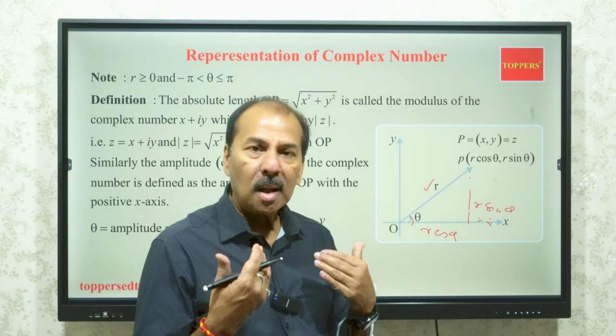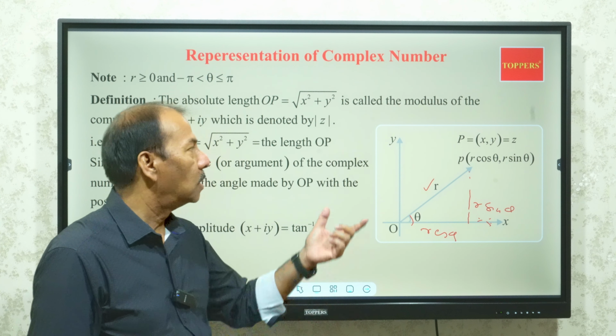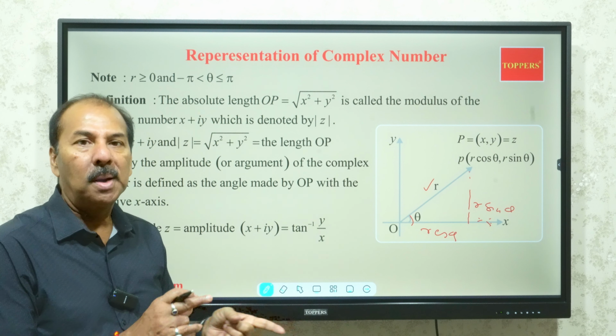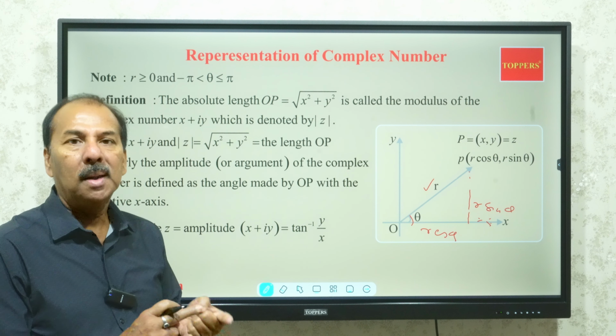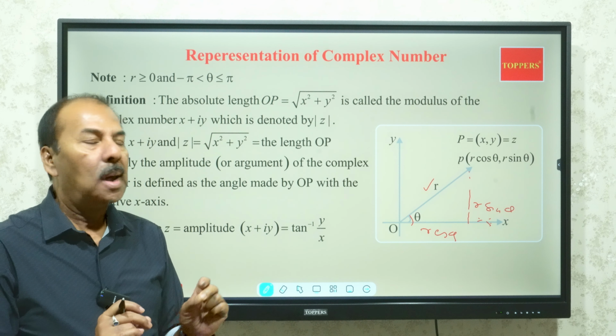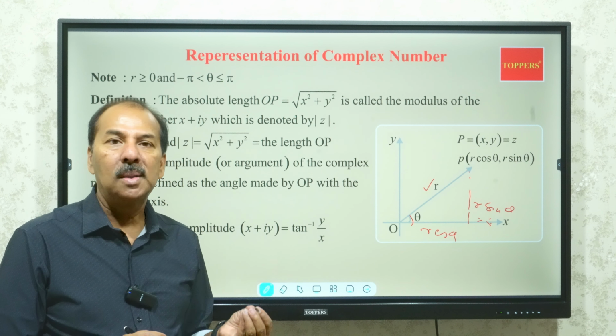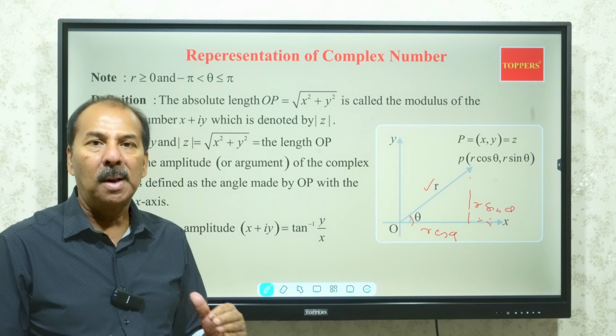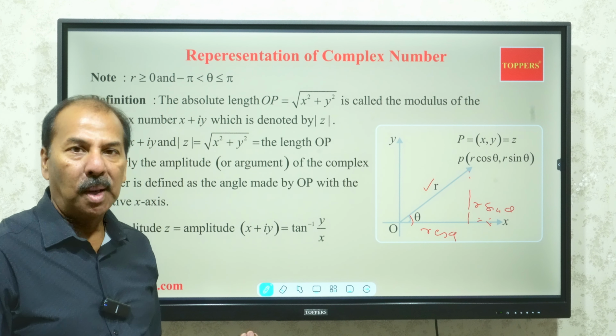Similarly, that is equivalent to the representation of this complex number. It is equivalent to the vector representation. The only thing is, instead of unit vectors i and j, what do we consider? We consider the real part as well as the imaginary part, that is x plus iy.